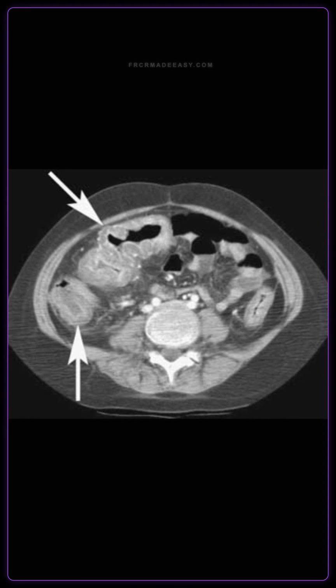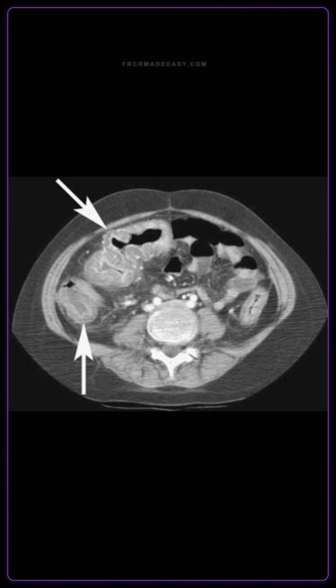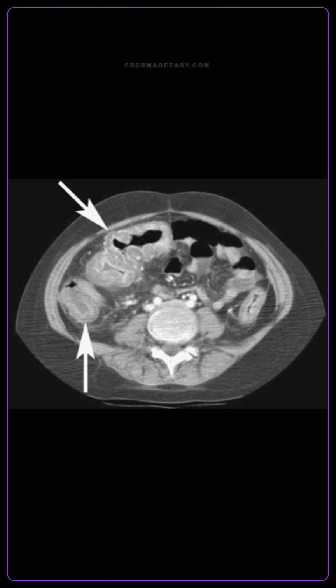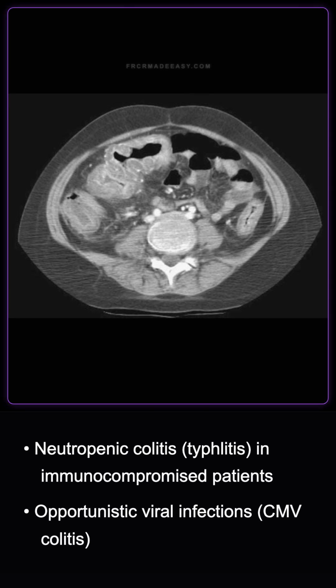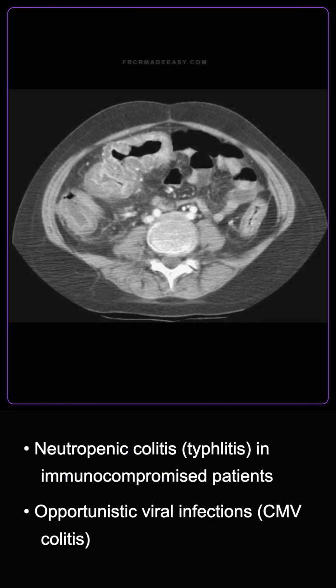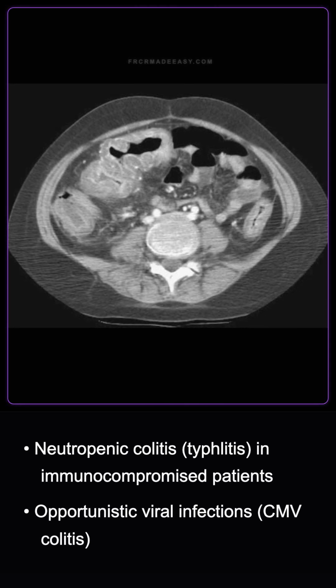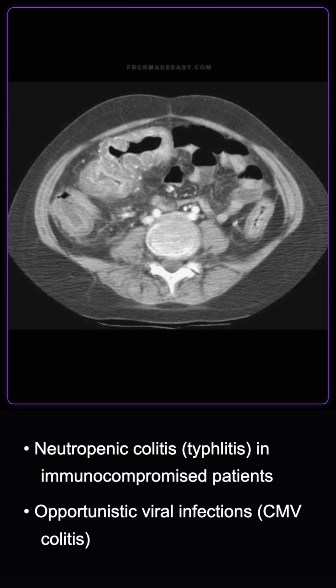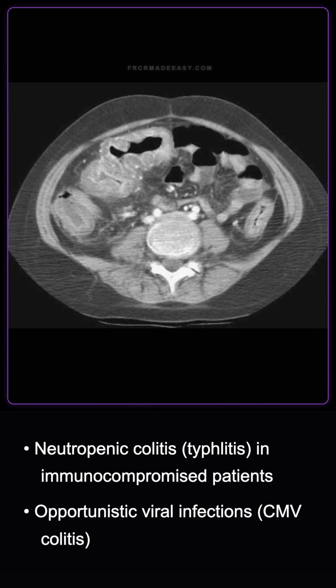Given the patient's profoundly immunocompromised state, what are the two primary differential diagnoses for severe, right-sided acute colitis? In a profoundly neutropenic or immunosuppressed patient, the primary considerations for severe right-sided colitis are neutropenic colitis, also known as typhlitis, and an opportunistic viral infection, most classically cytomegalovirus or CMV colitis.